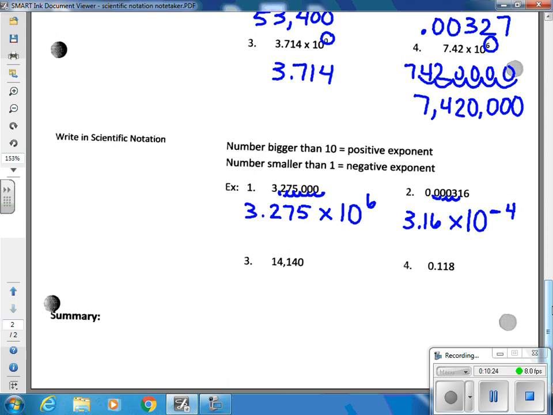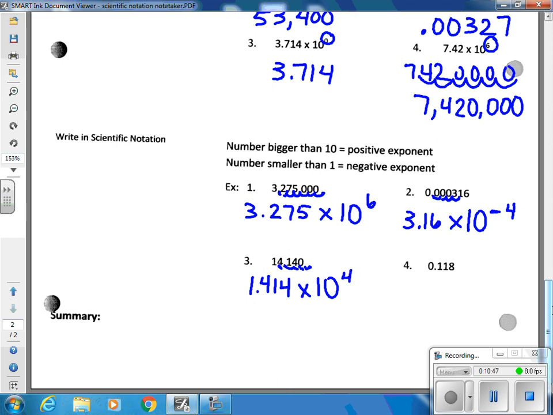For number 3, the decimal, remember, is in the very back, so I need to scoot it until I get only one digit in front. So not enough, not enough, not enough, there's enough. So 1.414, you don't need that other zero, times 10. Because my zeros were in the back, that means it's a positive exponent because it was a bigger number. And I moved it 1, 2, 3, 4 times, so that's +4.